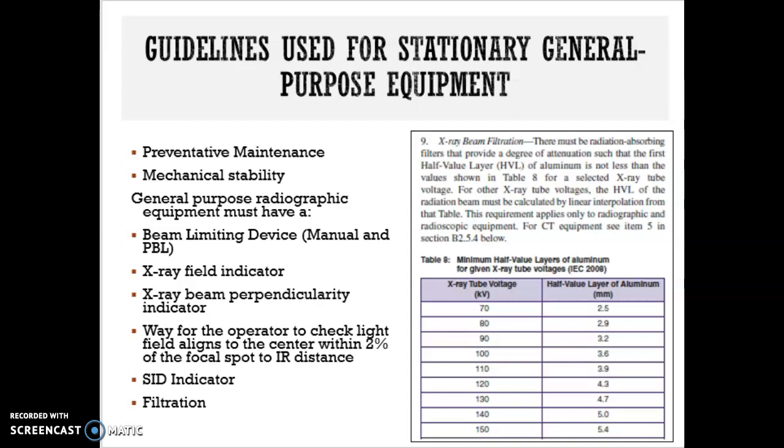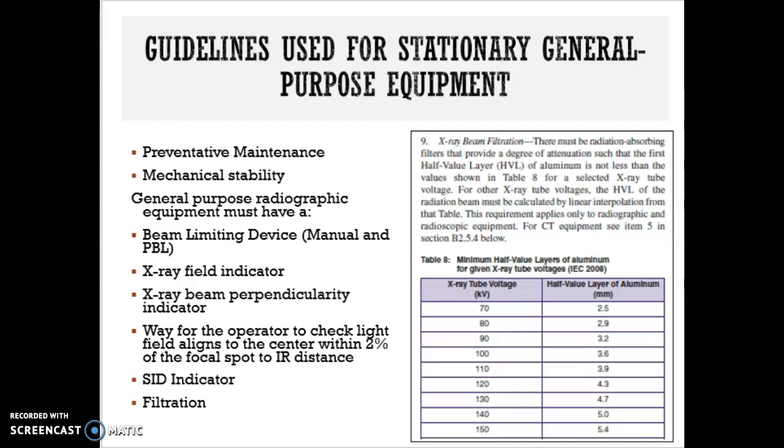There is a manual beam limiting device and there is a positive beam limitation or automatic X-ray field limiting device. For positive beam limitation, you know that the dimensions of the X-ray field should not exceed the area of the image receptor. Also, general purpose radiographic equipment must have an X-ray field indicator, and the X-ray field indicator should be visible under ambient lighting conditions in an X-ray room.